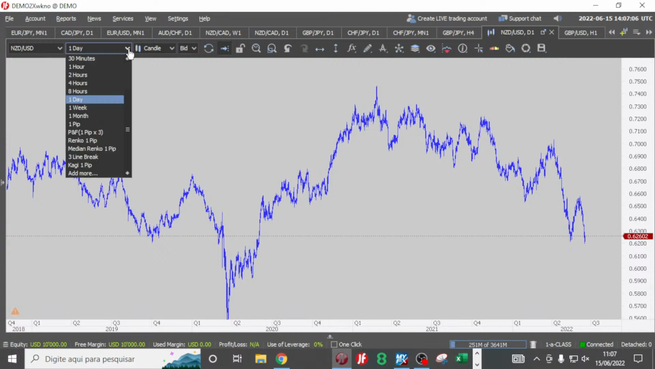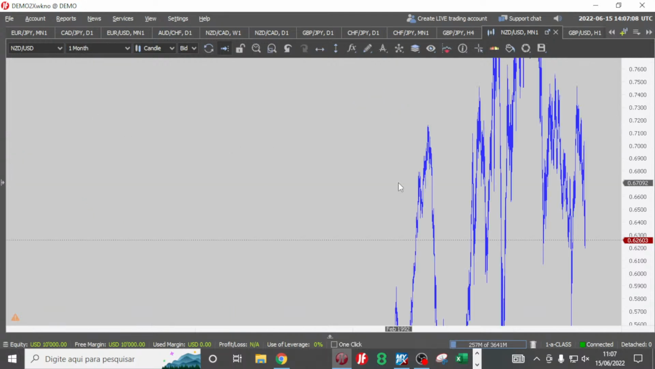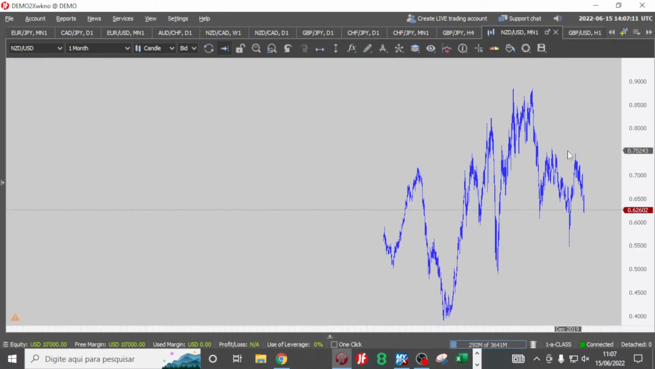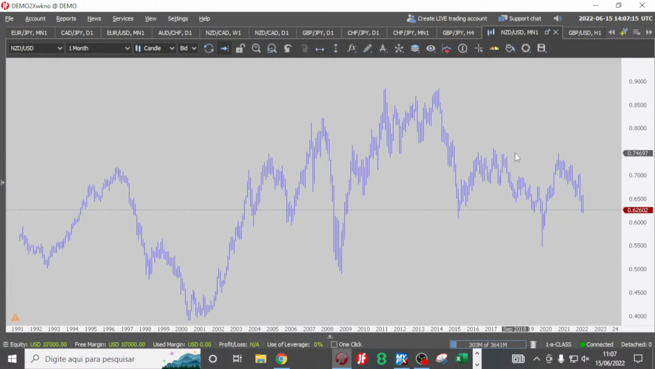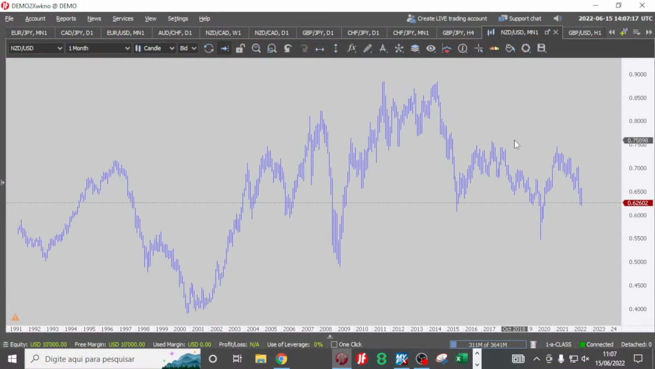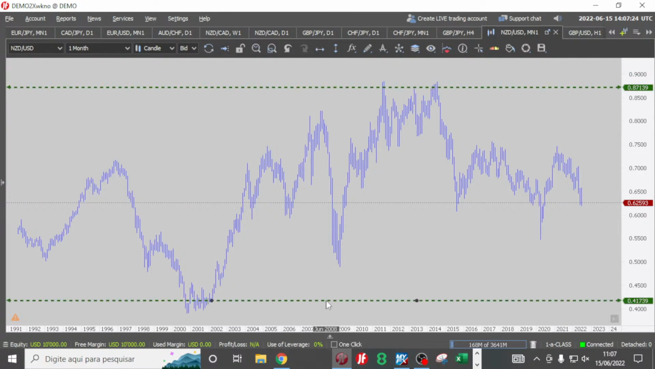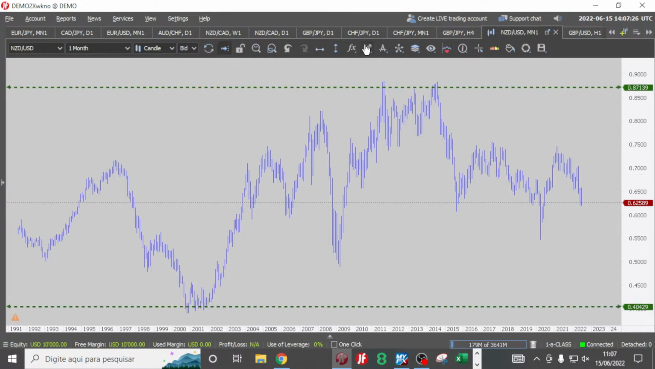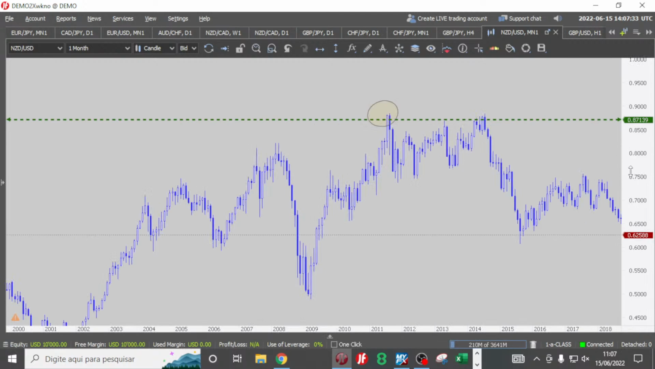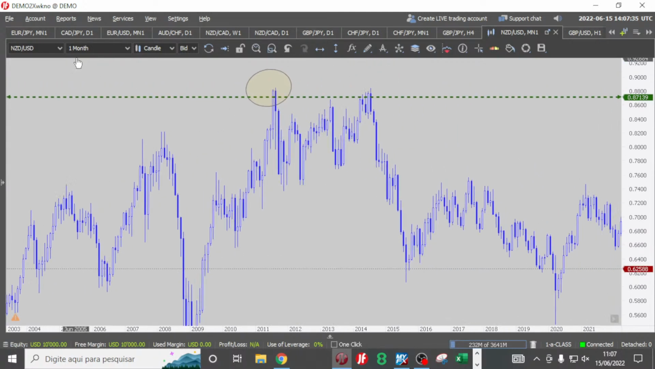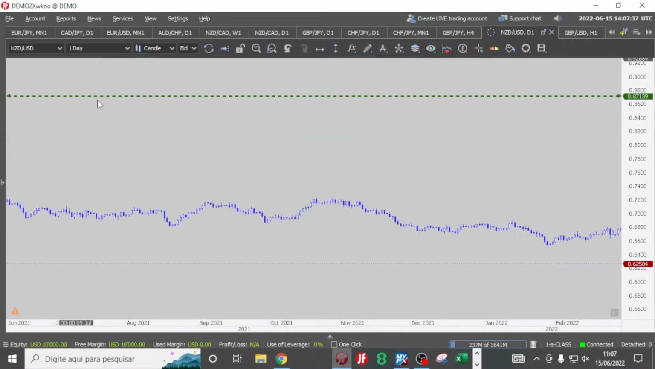NZD USD, you go on the monthly chart. Everybody, never forget. It doesn't matter what kind of time frame you are looking at to get the Fibonacci straight. You need to go on the monthly. You are going to find the monthly bands, and you are going to circle your absolute high, your highest high, your first high, and then you go on the daily.